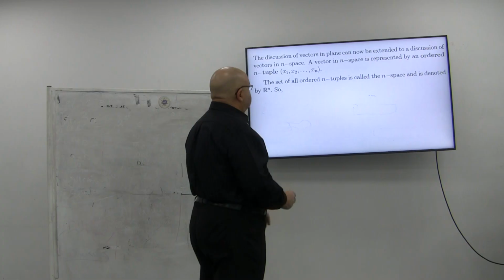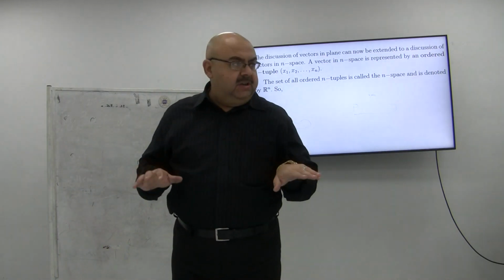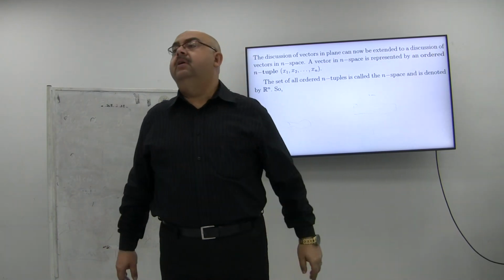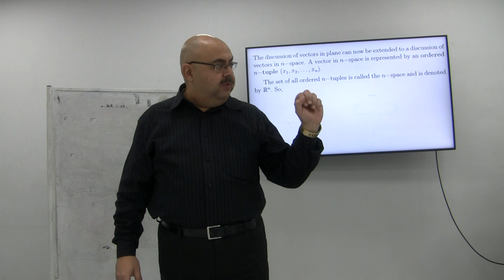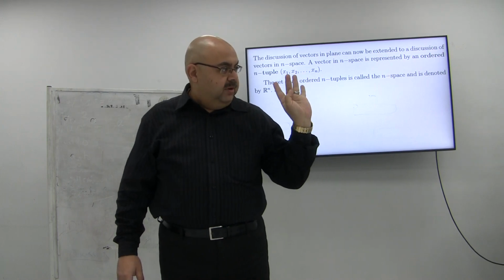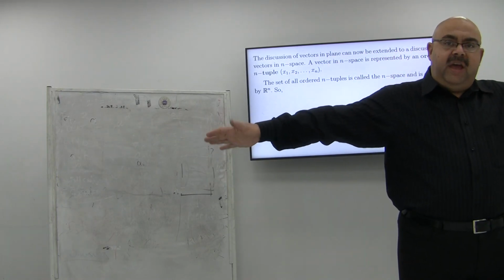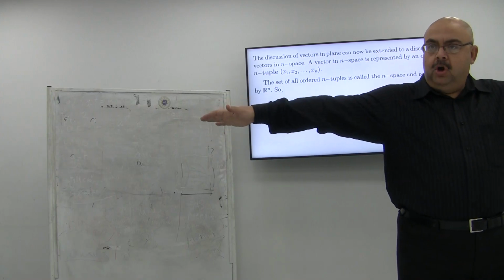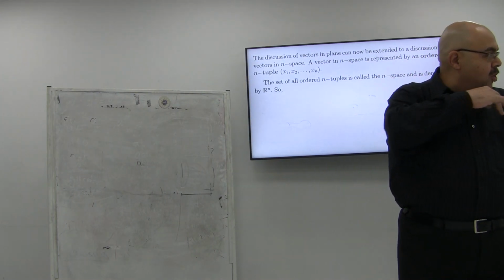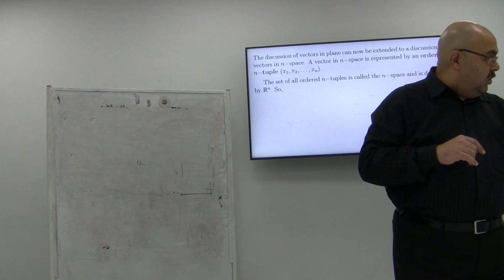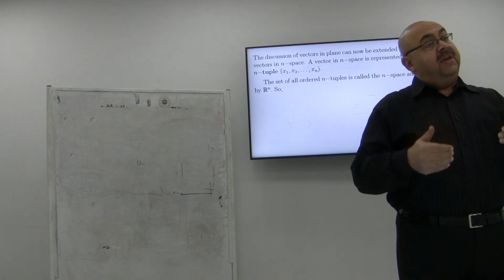The discussion of vectors in a plane can now be extended to a discussion of vectors in n-space. All of our visualization is between R1, R2, and R3. Most of us, or all of us, have a visualization for R1, R2, and R3. R1 is simply a straight line, the x-axis, for example. The x-axis is the real numbers, R, which starts from negative infinity up to positive infinity, going through 0. Each coordinate contains just one number, so usually it is R1, which is the x-axis.